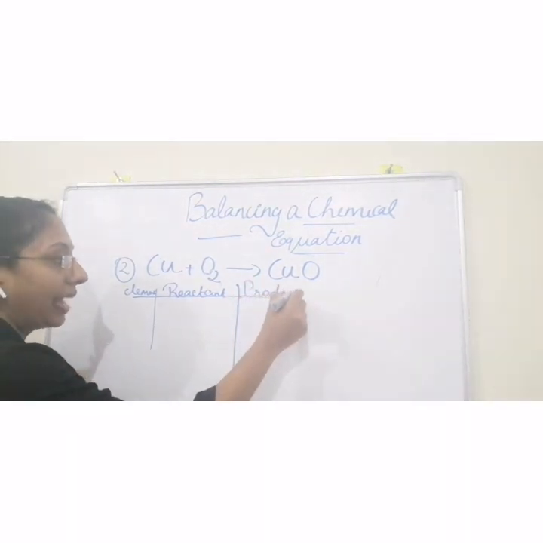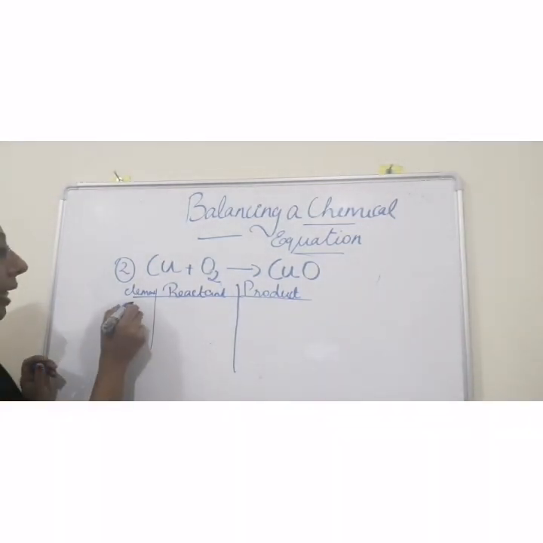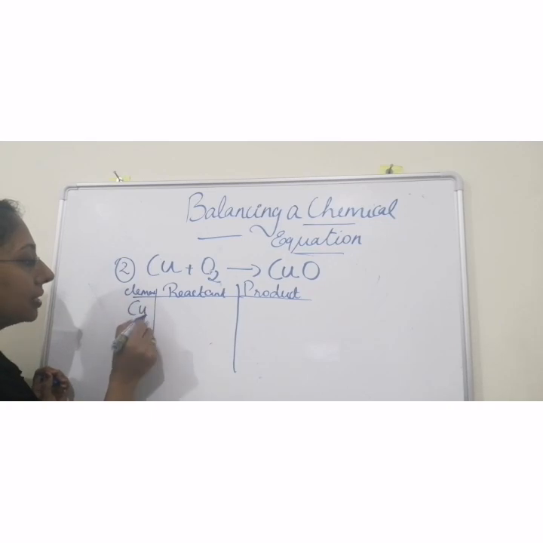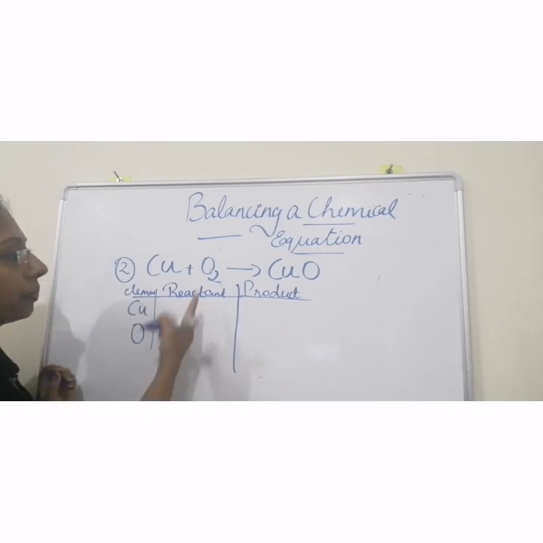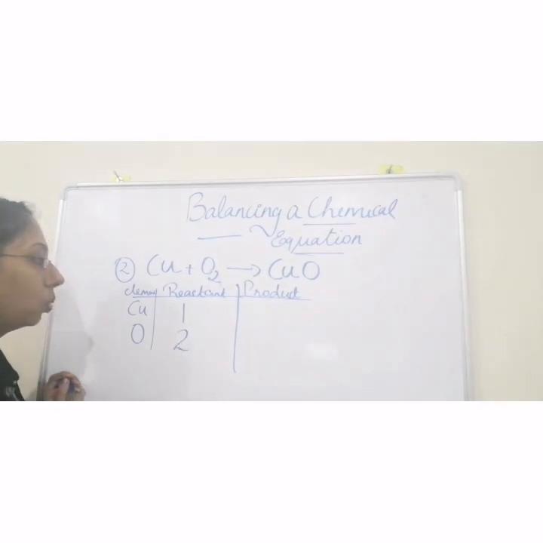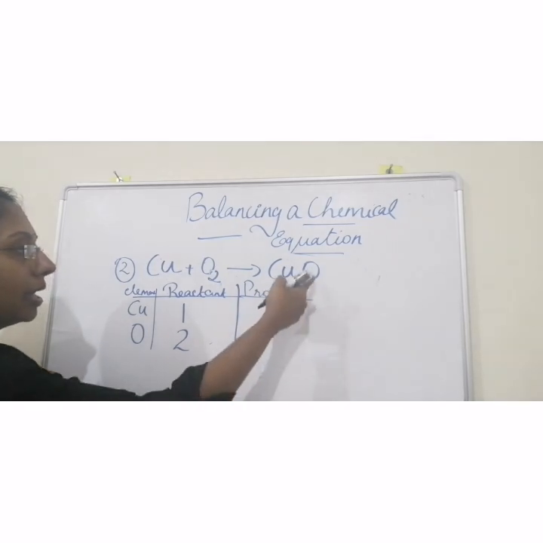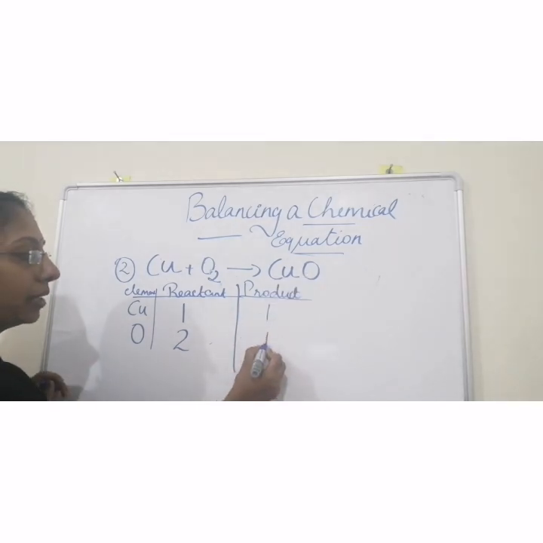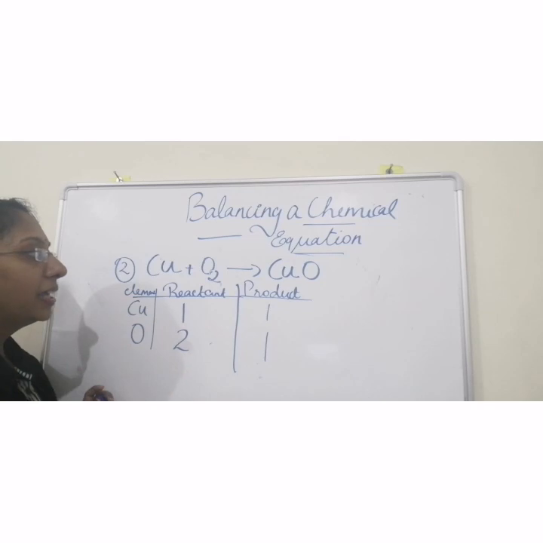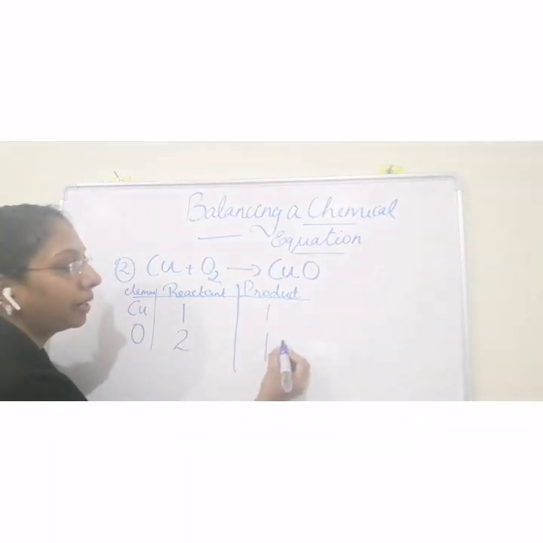When you are listening to the class, please keep a book and pen along with you, then you can do it with me. Which are the elements? Copper is there, oxygen is there. How many copper are there in the reactant side? 1. How many oxygen atoms are there in the reactant side? 2. How many copper atoms are there? 1. And how many oxygen atoms are there in the product side? 1. Now you know that oxygen, there are 2 atoms, so I will multiply here 2.